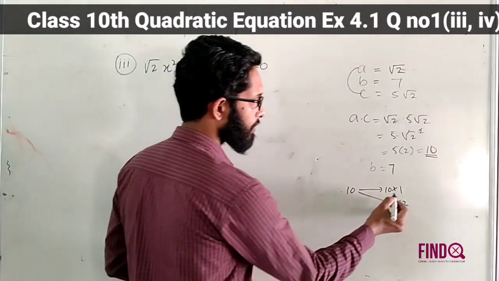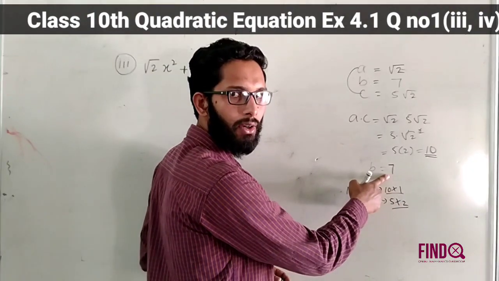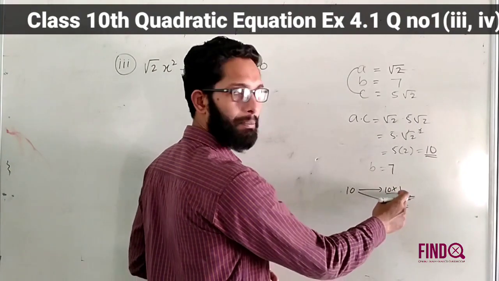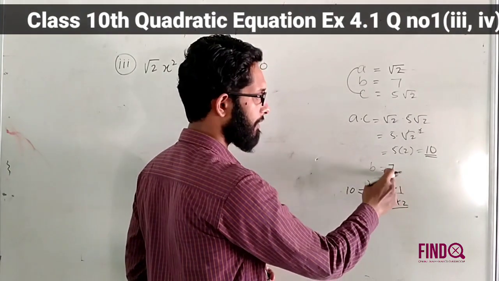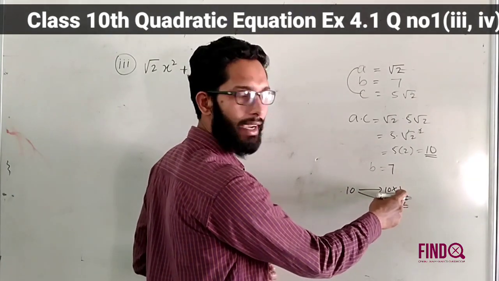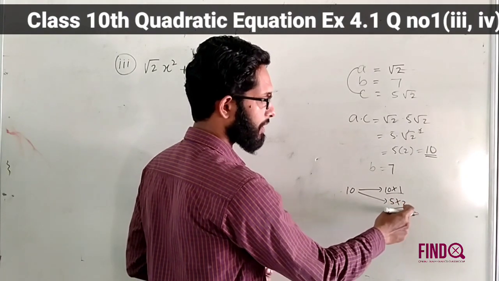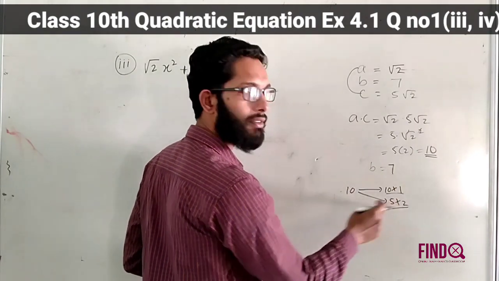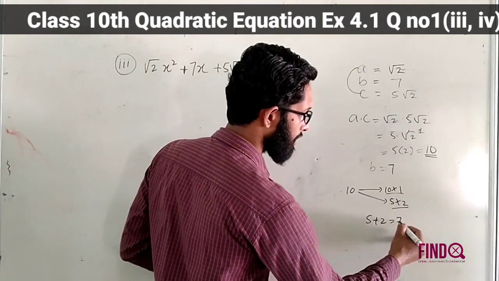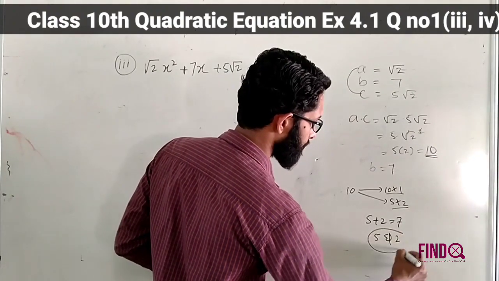From here we want to choose any one of the pairs such that after adding or subtracting we get 7. So we can check it. First 10 plus 1. 10 plus 1 is 11. Here it is not 11. Next 10 minus 1. 10 minus 1 is 9. So here it is not 9. The next, 5 plus 2. 5 plus 2 is 7. Therefore we can choose 5 and 2.